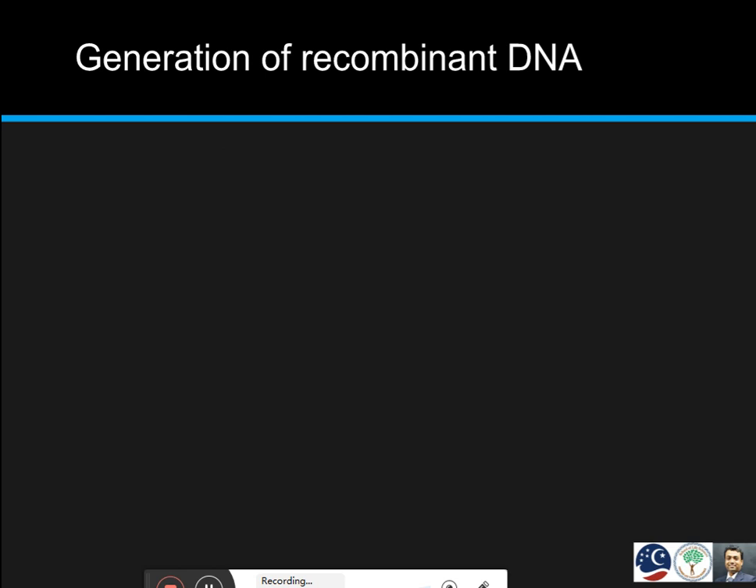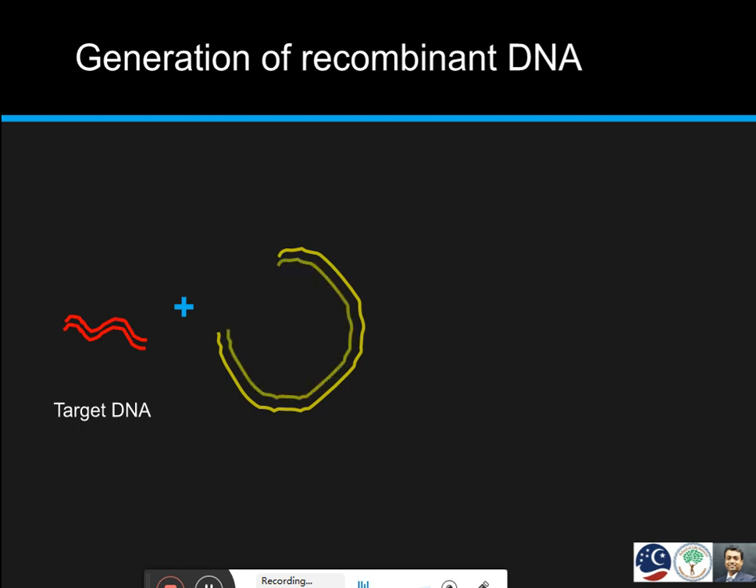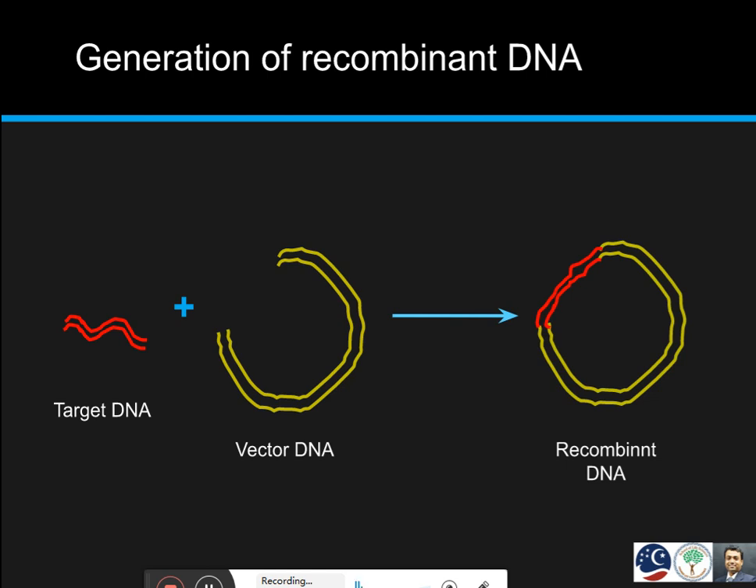So enough of this talking, let us see what is actually happening. We have this vector DNA, and we have this target DNA cut with the restriction enzyme. We have the vector DNA cut with the restriction enzymes. When we combine both of them, as they have identical ends, they can join to form again a single molecule, a single circular DNA.